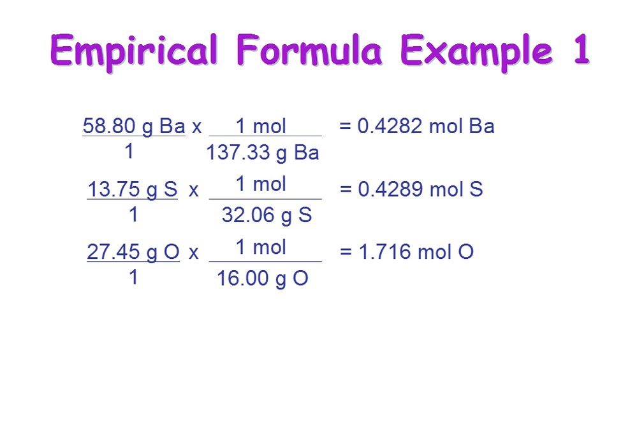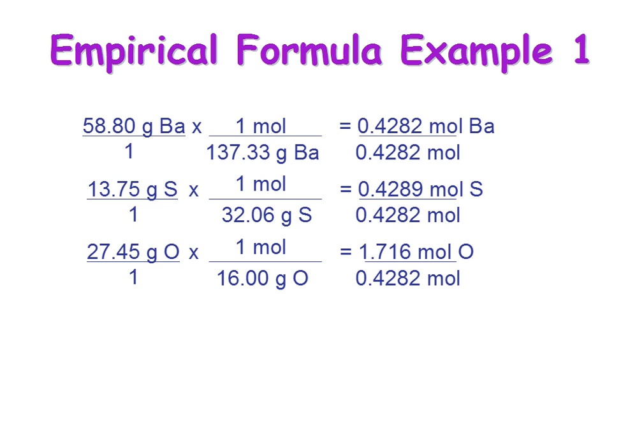So we've done steps 1 and 2, we've turned our percents into grams, and we've converted our grams into moles. Our third step is to divide by the smallest number of moles, which means divide by 0.4282 for all 3 molar amounts. Once we do that division, we see that barium is exactly 1. Dividing something by itself will give you 1 always. Sulfur will be really, really close to 1, and oxygen is really, really close to 4. So our subscripts would read Ba1, S1, O4, and since the 1s are not needed, we can just write it as BaSO4.